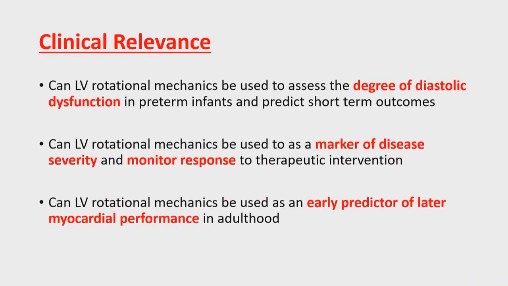And so going forward, what kind of clinical relevance might this have? We'll need to figure out, can left ventricular rotational mechanics be used to assess the degree of diastolic dysfunction in prems and predict short-term outcomes? Can we use these measures to be a marker of disease severity and to monitor response to therapeutic interventions? And can LV rotational mechanics be used as an early predictor of later myocardial performance in adulthood?